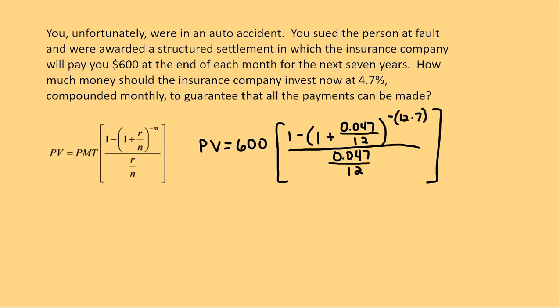And so we're going to get a present value of $42,877.44, which is the amount that the insurance company needs to invest now to make sure that they can pay you $600 a month for the next 7 years.